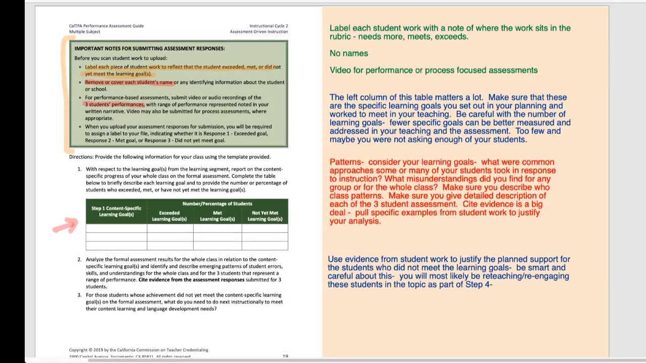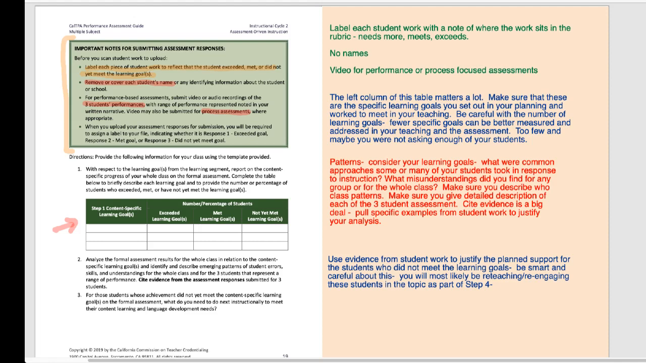Okay? With a range of performance noted in your written narrative. So when you write about the performance, you need to say which student you thought was exceeding, which student you thought met, which student you thought did not yet meet. Okay. And if you do process assessments, the same kind of thing. You need to be able to say in the video, in your written description of the video, which ones met, exceeded, and did not yet meet.